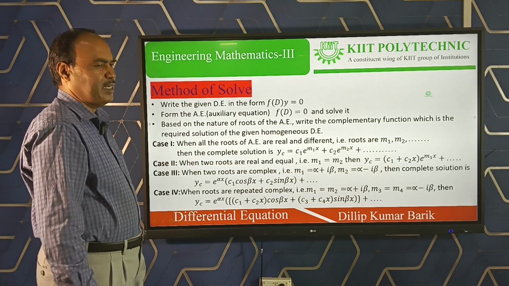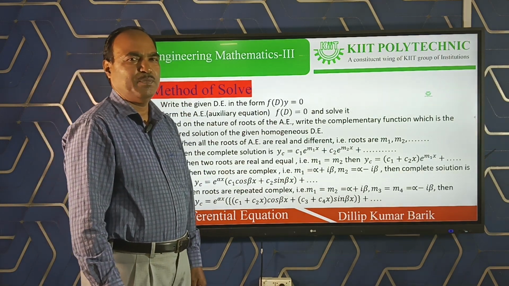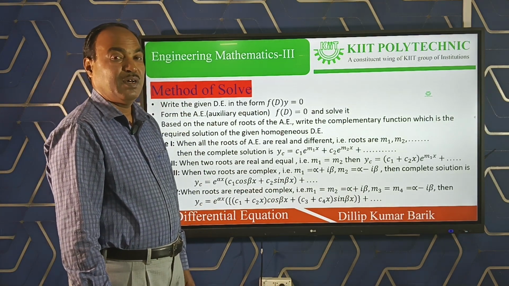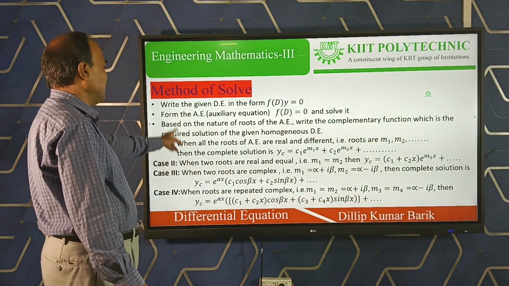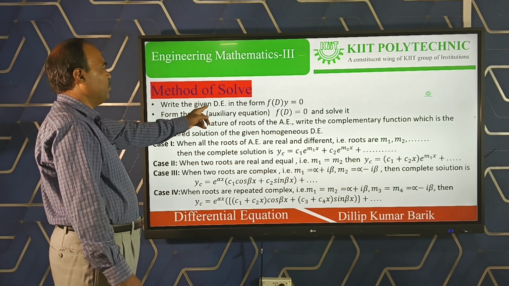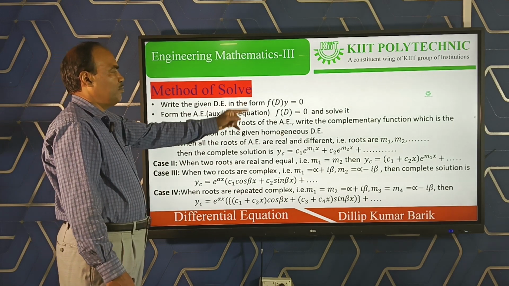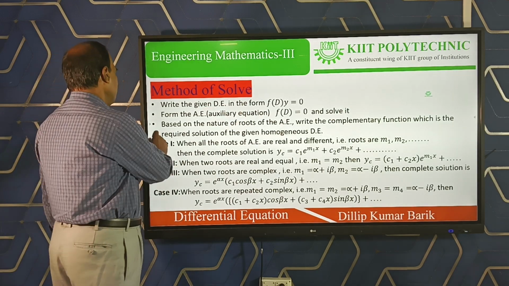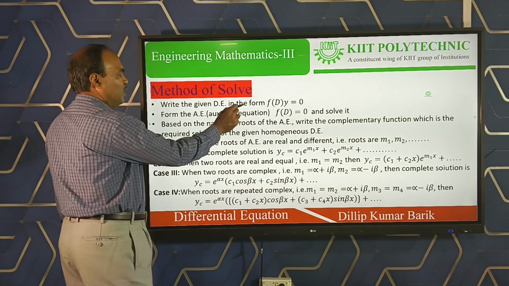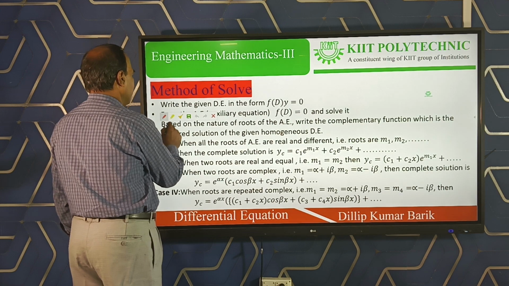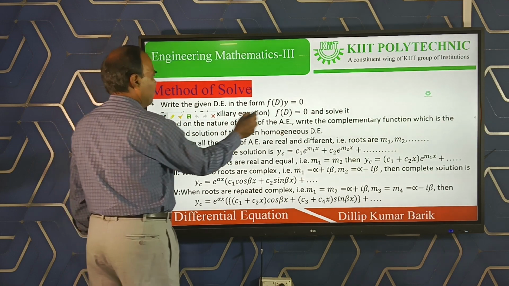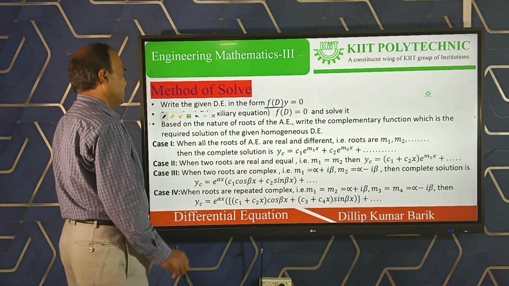This is the method of how to solve, or get the solution of, a linear differential equation. These are the steps. Step 1: write the given differential equation in the form f(D)y equal to 0. F(D) means function of D. In the last slide, function of D is equal to 0. This is function of D.